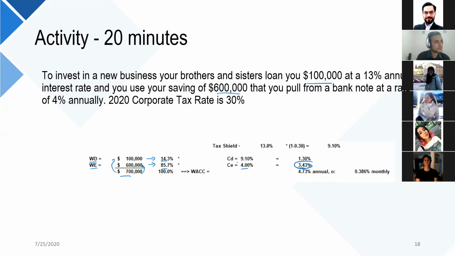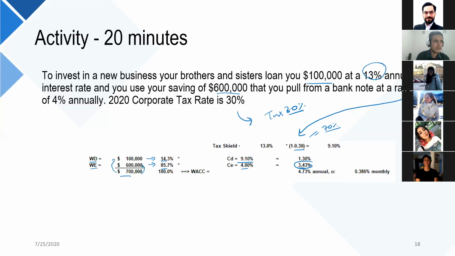Remember, for the cost of debt, this number, this 9.10%, comes from the 13% you have here, right? But it actually has to be reduced by the tax shield. So we need to put that here, and you can see here that the tax rate is 30%. That's actually right over here. And I'm just saying 100% minus 30% is, well, this is actually 70%.